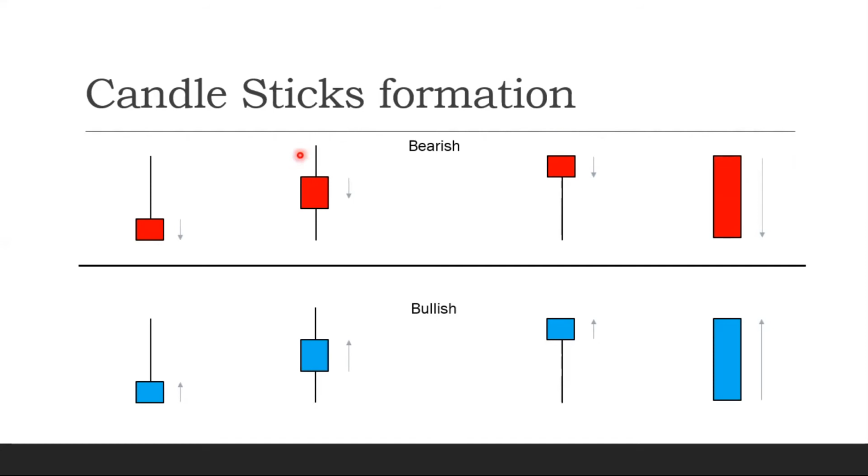So let's explain the 4 types of formation. If you look at the top here, it is the bearish candle. Look at this bottom and tail bar. The price has opened here and it's closed down. Okay, look at the second one. The price opened here and it's closed down. This is bearish as well.